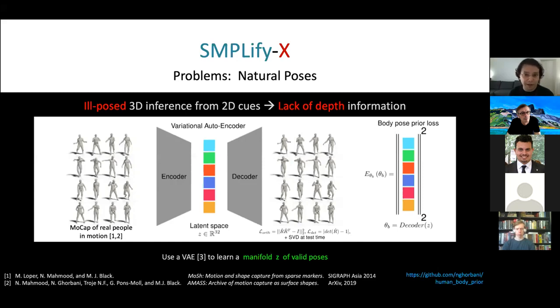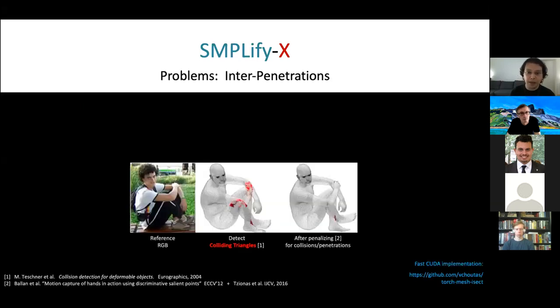And with this, we train a variational autoencoder that learns a low-dimensional latent space Z. This is the manifold of valid body poses. And now our optimization takes place on this manifold instead of the full pose space. This manifold accounts for many ambiguities, but cannot capture anatomical limits.